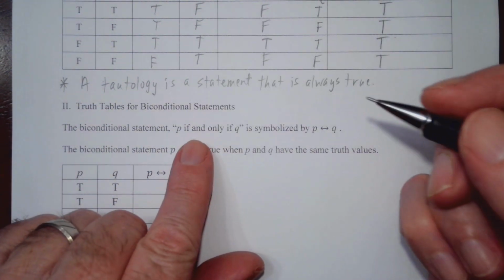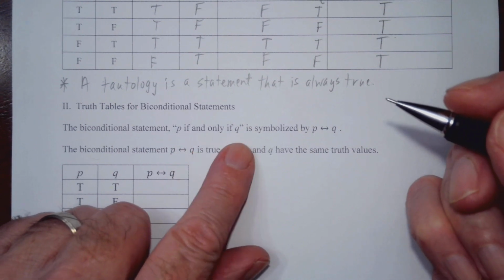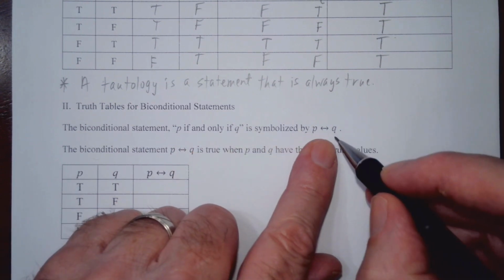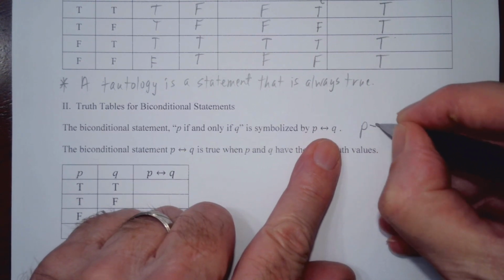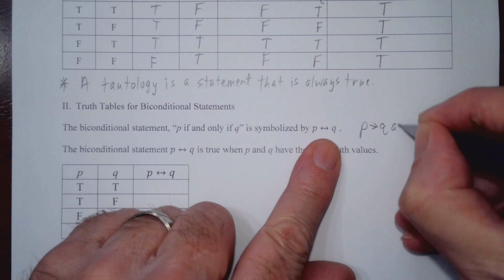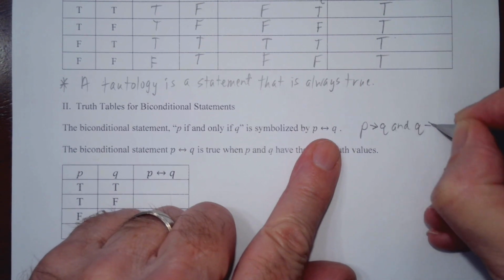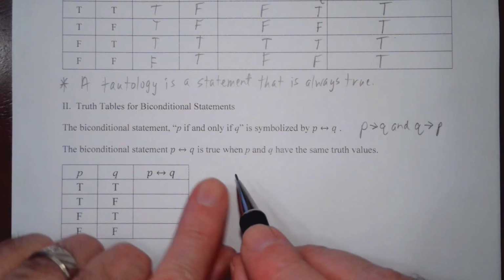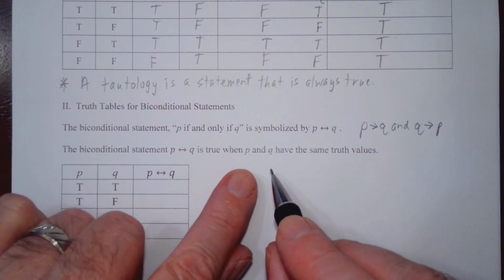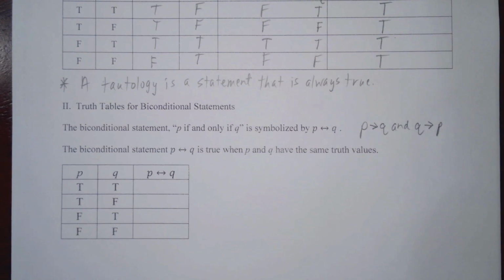The biconditional statement, P if and only if Q, is symbolized in this way here. Basically what it means is that P implies Q and Q implies P. So we would say the implication is both ways. P implies Q, Q implies P. If P, then Q. If Q, then P. All right, so the biconditional statement is true when P and Q have the same truth values.